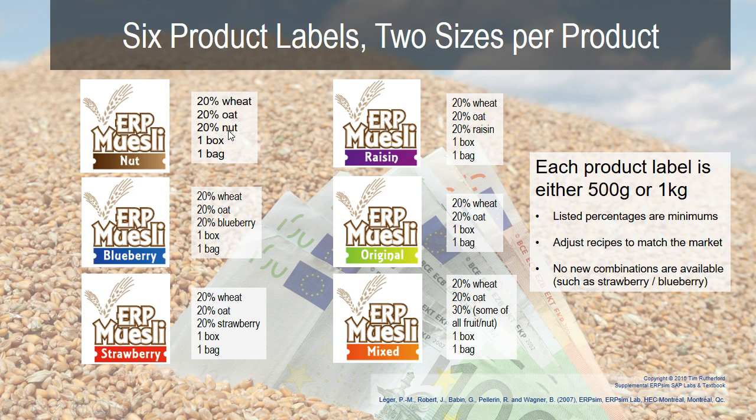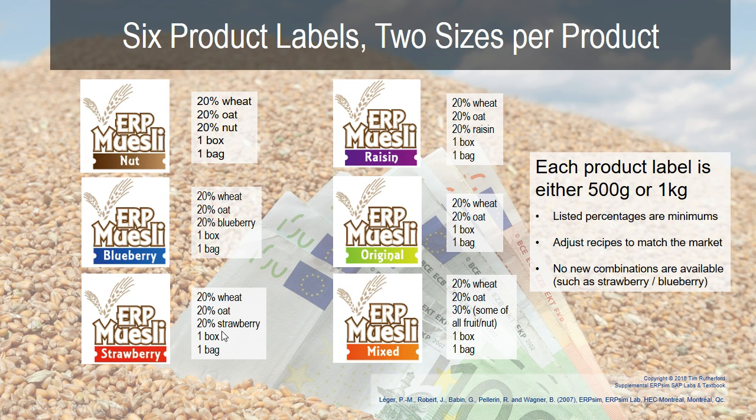So these minimum requirements would also follow 500 grams. So if you have a 500 gram product, the minimum requirements would be 20% of 500 grams. Or if you have the large, it's 20% of the 1,000 or 1 kilogram product. The box and the bag also need to be appropriately sized. So if you have the large product, it's one large box, one large bag. The small product, it's one small box, one small bag.